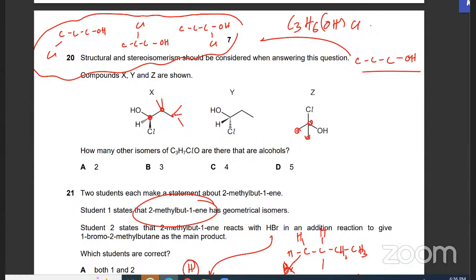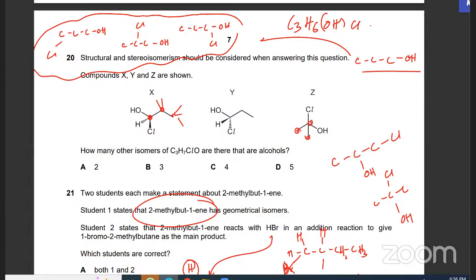So I've got, you only have one option. No, sorry, I'm going to put the OH in the middle one, and I'm going to play around with the Cl. So I've got 2 options. Either Cl is at the end, or the Cl is in the middle, right? Is that clear? Yep.